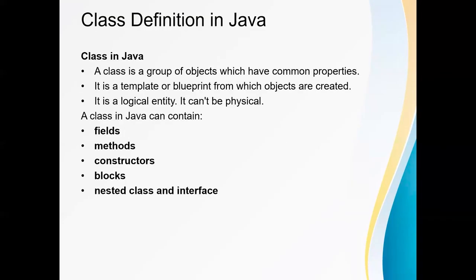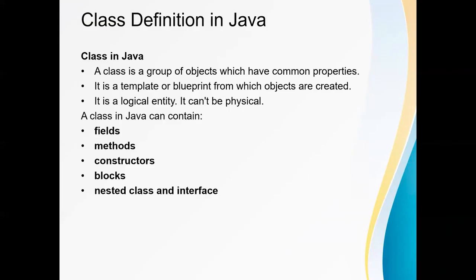Next we have the definition of a class. A class is a group of objects that have common properties. Let's say you create a class called person. In that class, we add all the things related to the person. You create a class called department.